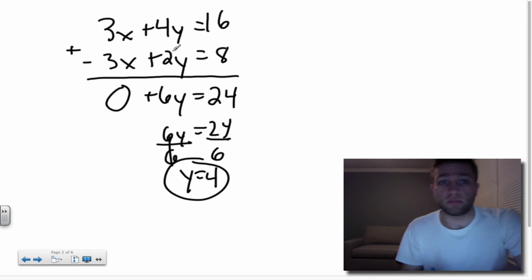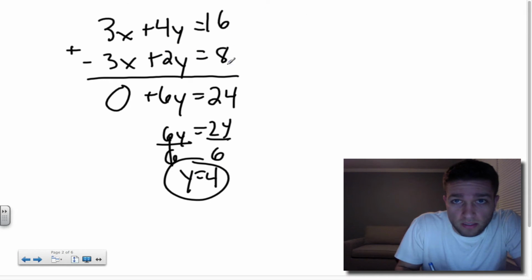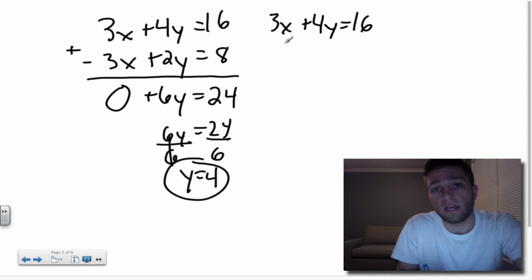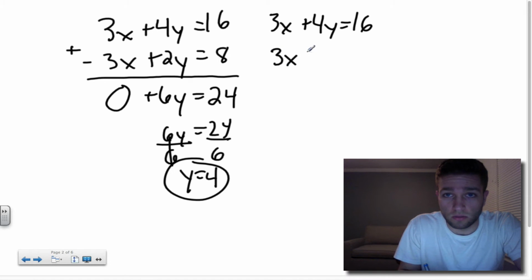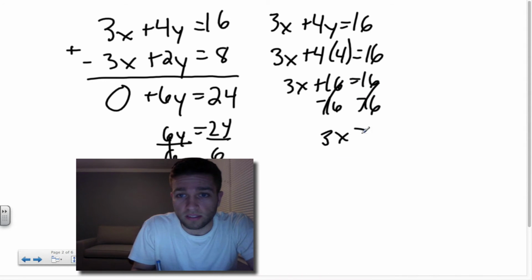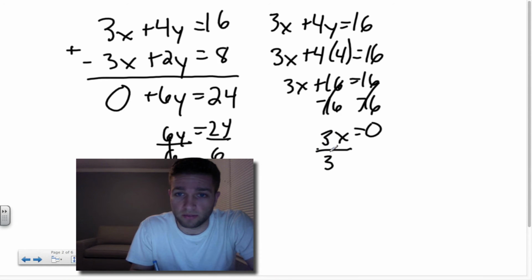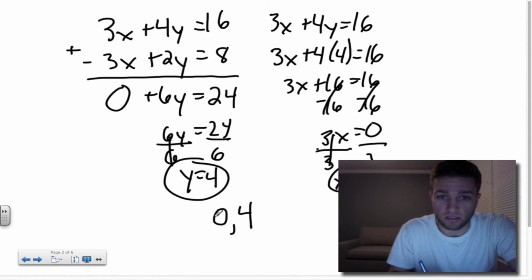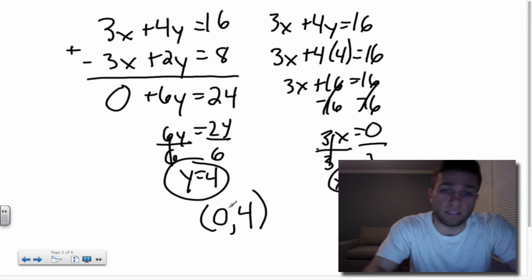Now that I know what y is, I can plug it into one of the original equations, which I will do right here. Let's use 3x plus 4y. Again, it doesn't matter which equation you use. You'll get the same answer as long as you use the right math. So I know that y equals 4, so I'm plugging that in for y. 3x plus 16 equals 16. Subtract 16 from both sides. 3x equals 0, and it doesn't matter if I divide both sides by 3, I'm still going to be left with x equals 0. So the solution to this system is 0, 4. x equals 0, y equals 4. And that's it. This is how you do elimination.